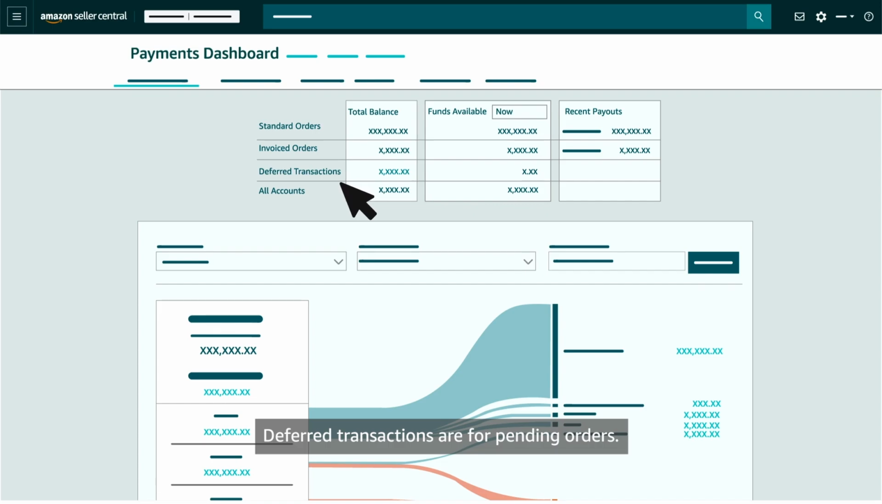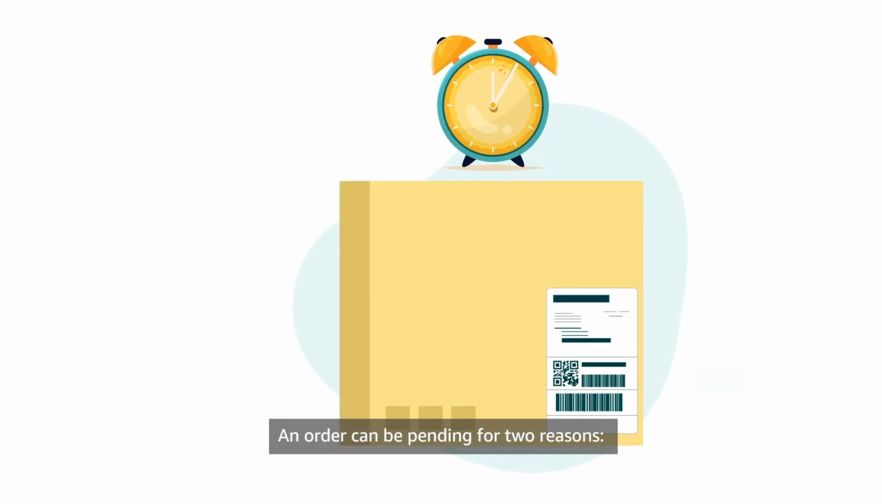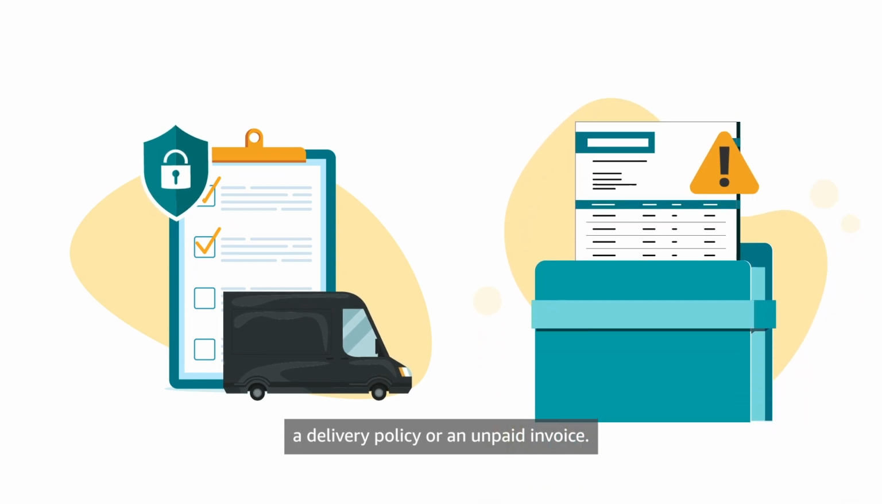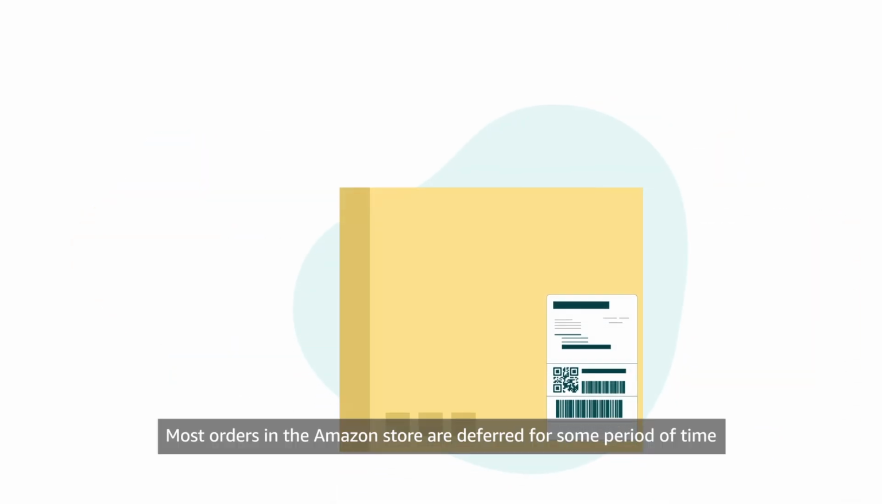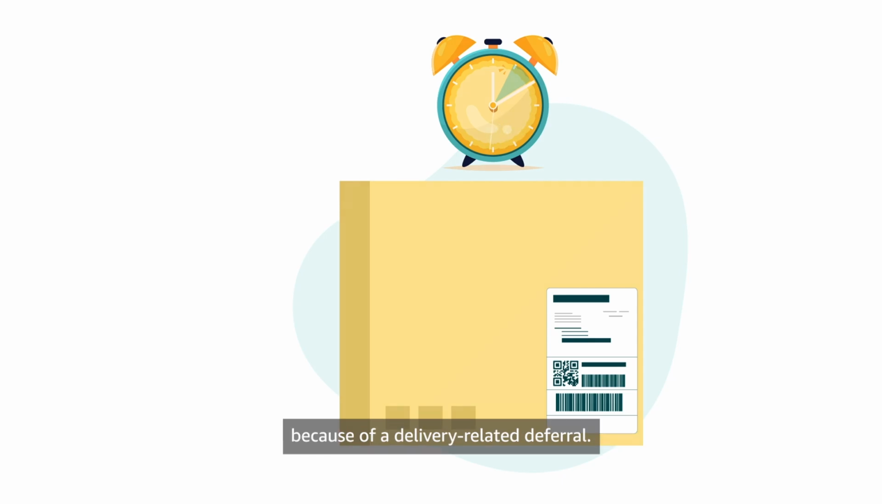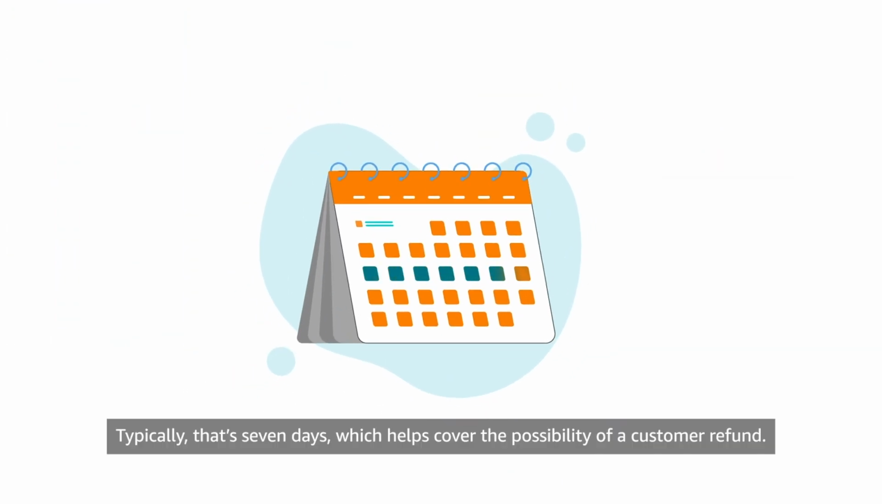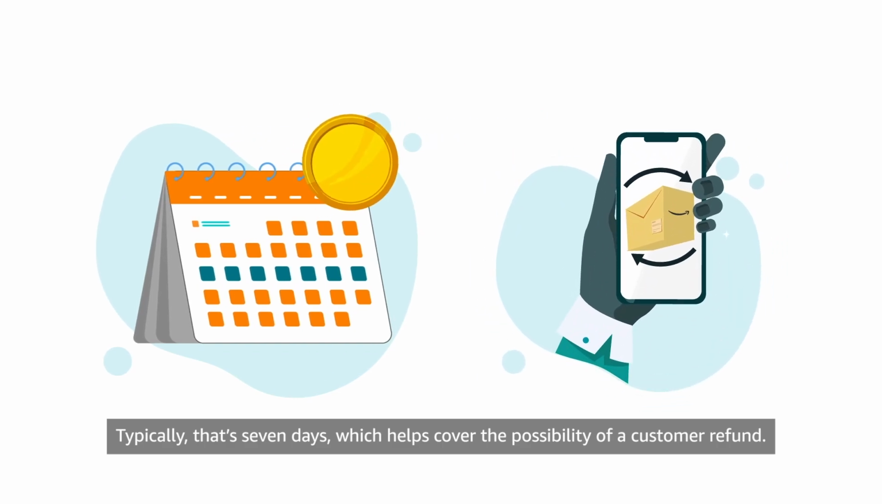Deferred transactions are for pending orders. An order can be pending for 2 reasons: a delivery policy or an unpaid invoice. Most orders in the Amazon store are deferred for some period of time because of a delivery-related deferral. Typically, that's 7 days, which helps cover the possibility of a customer refund.